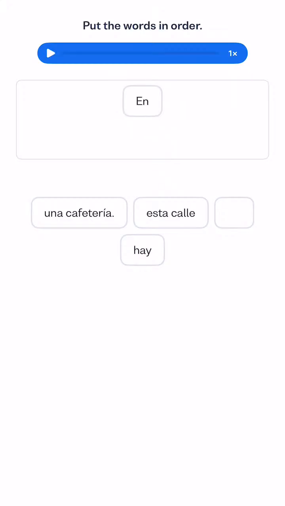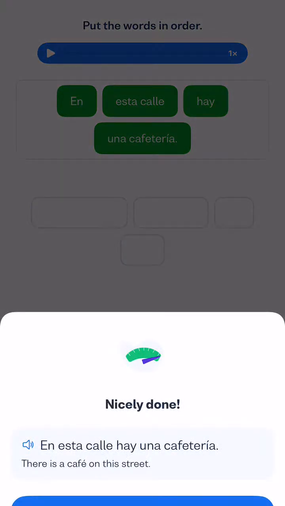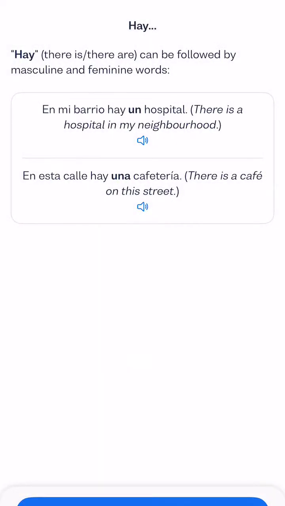Okay, so on this street there is a cafeteria? Cafe? Okay, yeah. There is, there are can be followed by masculine and feminine words.